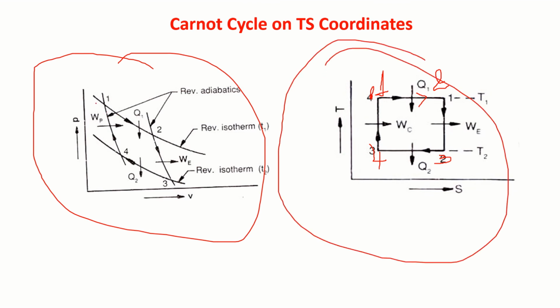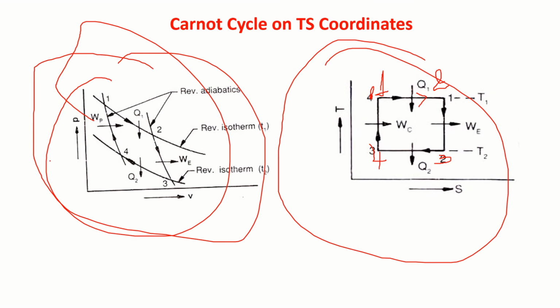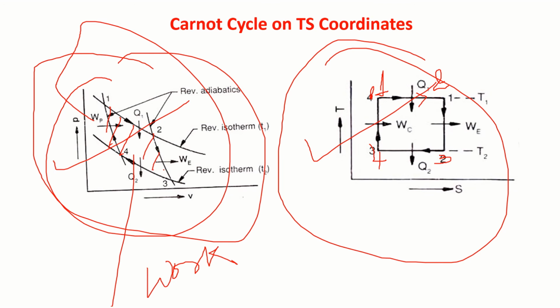So now if we take any thermodynamic cycle, I should be in a position to represent that on PV coordinates as well as TS coordinates. From here I can find work interaction. What is the total work here? Output of the system is the area bounded by these four curves. What is the net heat interaction? Area bounded by these.